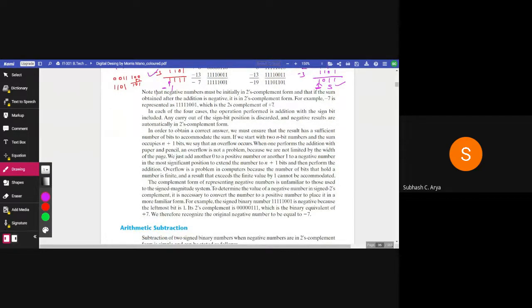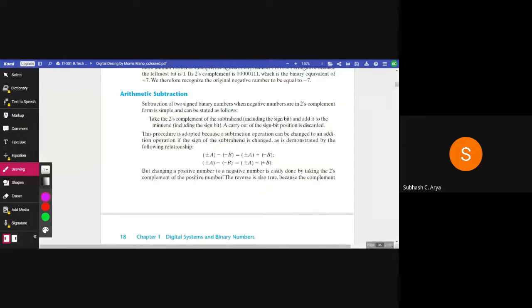Okay, so note that a negative number must initially be in 2's complement form, and that is if the sum obtained after this. Please read all those things. Okay, I have given it in a nutshell. The subtraction of two signed binary numbers, when negative numbers are in 2's complement form, is simple and can be stated as follows. This is the method we have to understand. Take the 2's complement of the subtrahend, meaning the number which is going to be subtracted, including the sign bit, and add it to the minuend, meaning the number from which you are going to subtract, including the sign bit. A carry out of the sign bit is discarded.